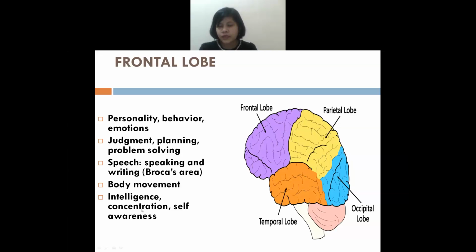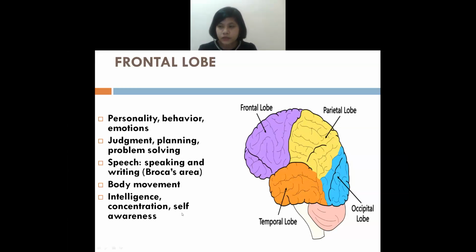Next is concentration. Not only in academic matters and not only in your studies, but even if you concentrate on something else. Say, for example, you are watching some movie, or let's say you are playing some games. So you are concentrating on that thing. The frontal lobe is responsible for you to concentrate on some things.